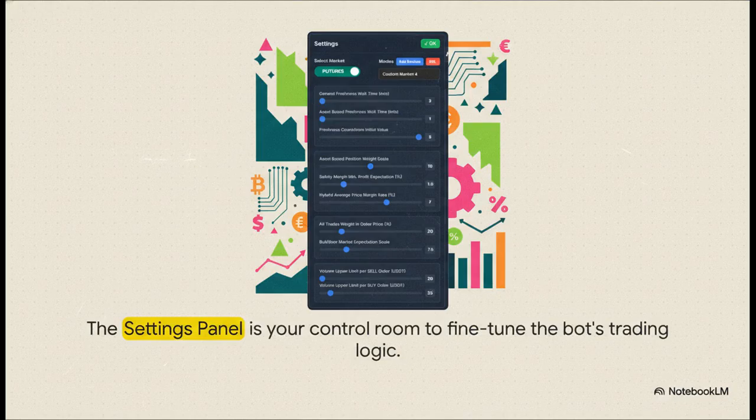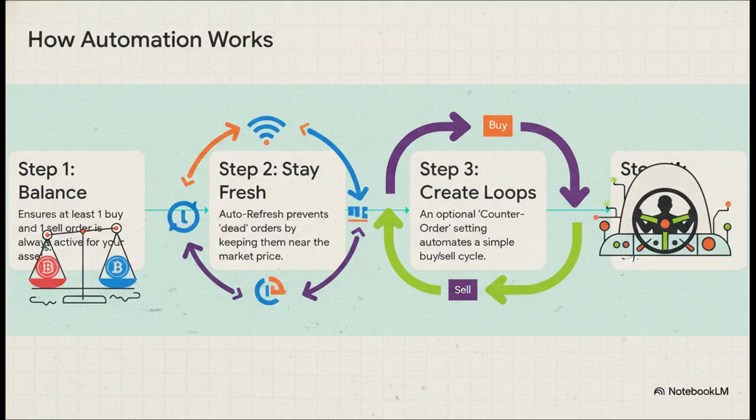Okay, so once you're securely connected, you'll see that the bot's behavior isn't some kind of black box. The settings panel is basically your mission control. It's incredibly detailed, and it lets you adjust pretty much everything, from your profit targets to how aggressively it should react to a crazy market. You really can fine-tune the bot's logic to perfectly match your own strategy. So how does this automation actually work?